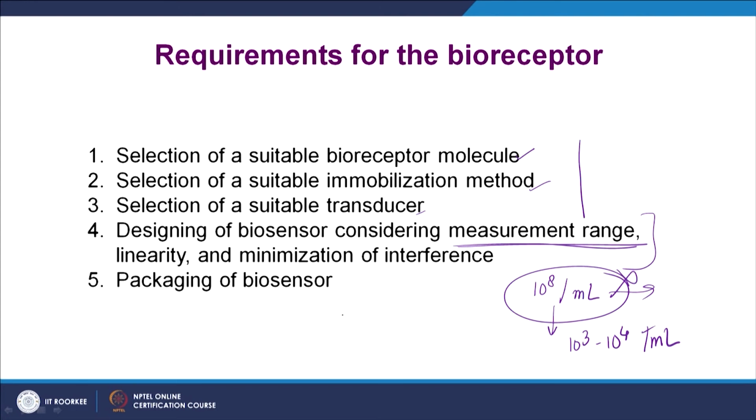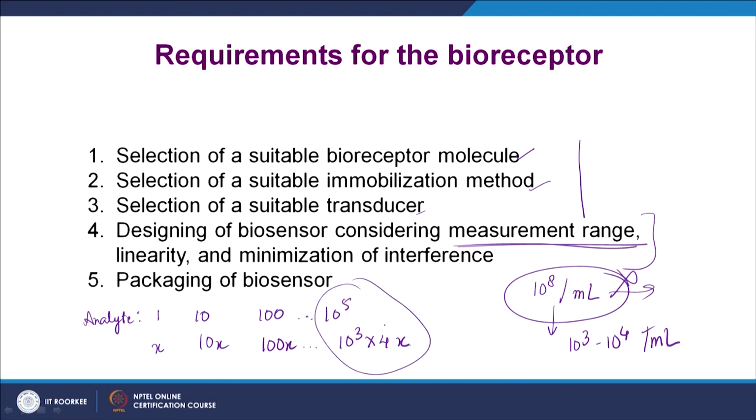Next is linearity. So remember, in the previous slide I was telling you that if I have one analyte present, then I get X signal. If I have 10 analyte, I get 10X signal. If I have 100 analyte, I get 100X signal. After a time, what we notice is that the linearity goes away. See, for 10 to power 5 analyte, I only got 4000X signal, not 10 to power 5X signal. So this is the vanishing of linearity, and this limits my upper range and also my lower range. So this is also very important, measurement range and minimization of interference.